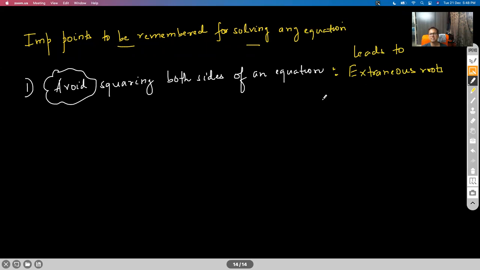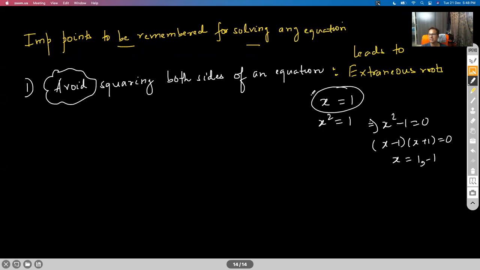For example, if somebody has the equation x equal to 1, and he tries to square both sides, this will lead to this scenario. Unnecessarily he'll get two answers, 1 and minus 1, whereas the solution was only 1. The x value was only supposed to be 1. But because you squared it, you ended up getting one more answer, which is actually an extraneous solution. Now, I'm not trying to say by any means that you shouldn't square. If you have a necessity, and without squaring you will not be able to solve it, then go for it. But mind you, after the process is over, that means after you have got the solution, you must check which of the solutions that you have got does not satisfy your original equation.